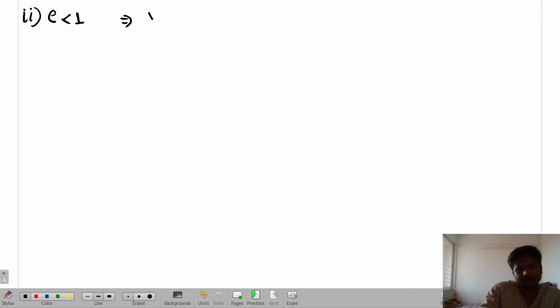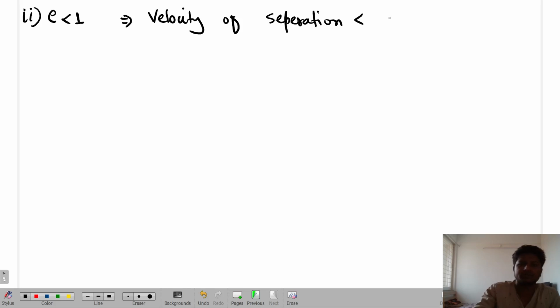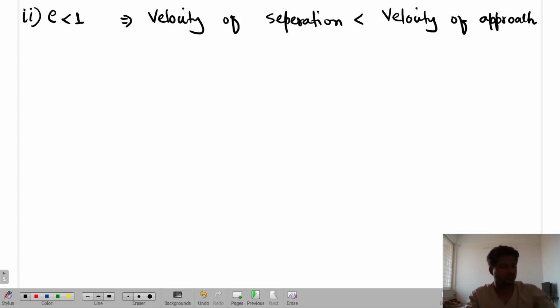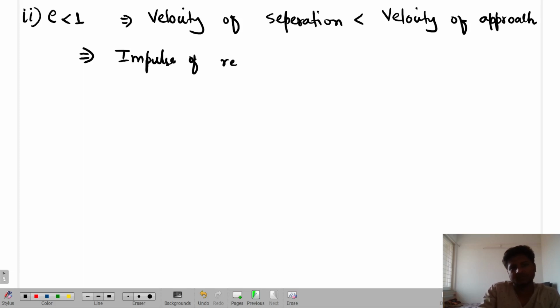So that means that velocity of separation is less than velocity of approach. Is that clear or not? So this is why these appear. Okay, and that means that impulse of reformation is less than impulse of deformation.